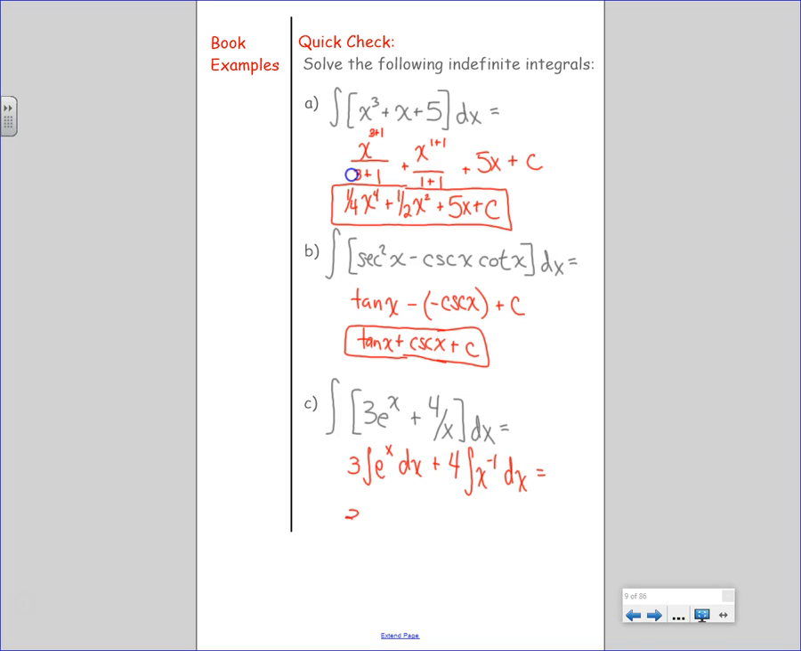Now, this one was kind of nice, because e to the x is its own derivative, right? Nice. Plus, did you guys think of rewriting 4 over x to be x to the negative 1? And then you can go ahead and add one. What happened when you tried x to the n plus 1 over n plus 1? Well, you get 0. X to the 0 over 0.